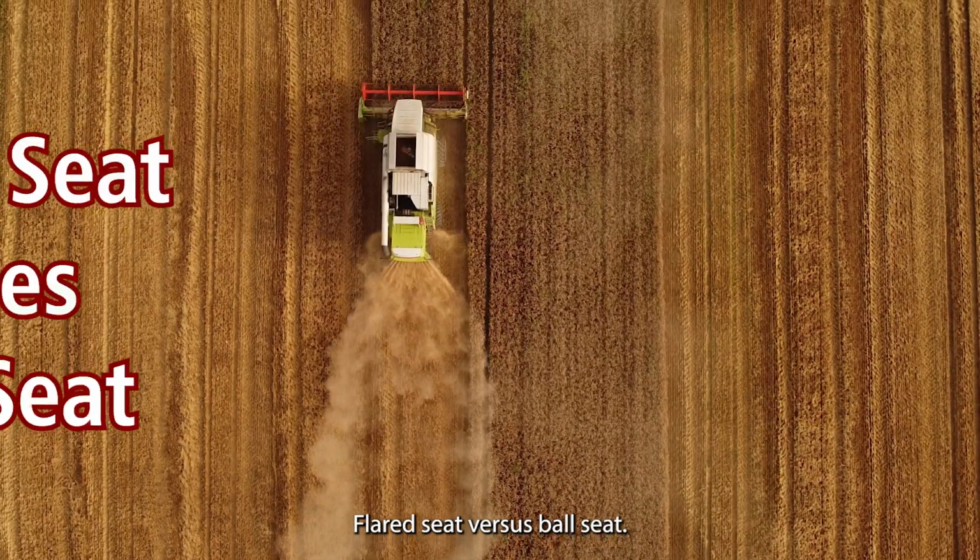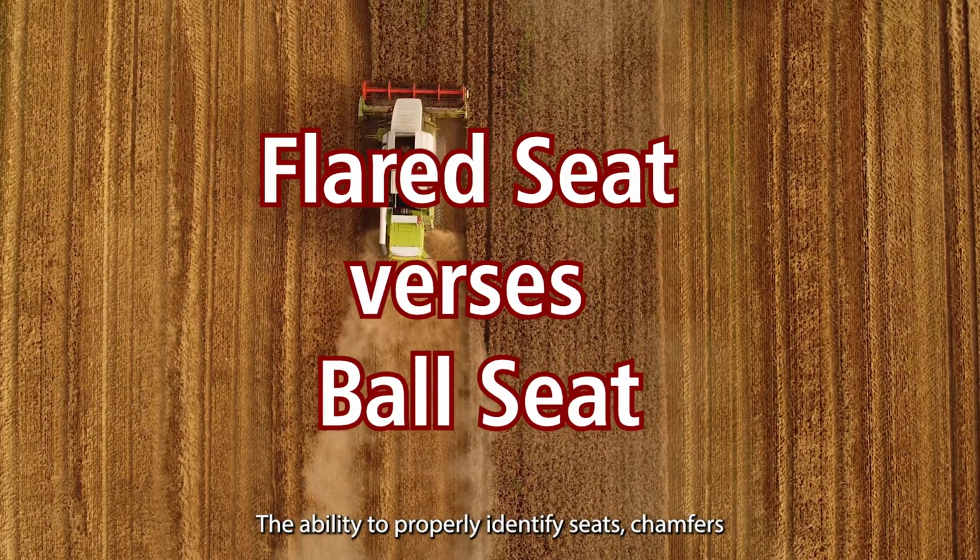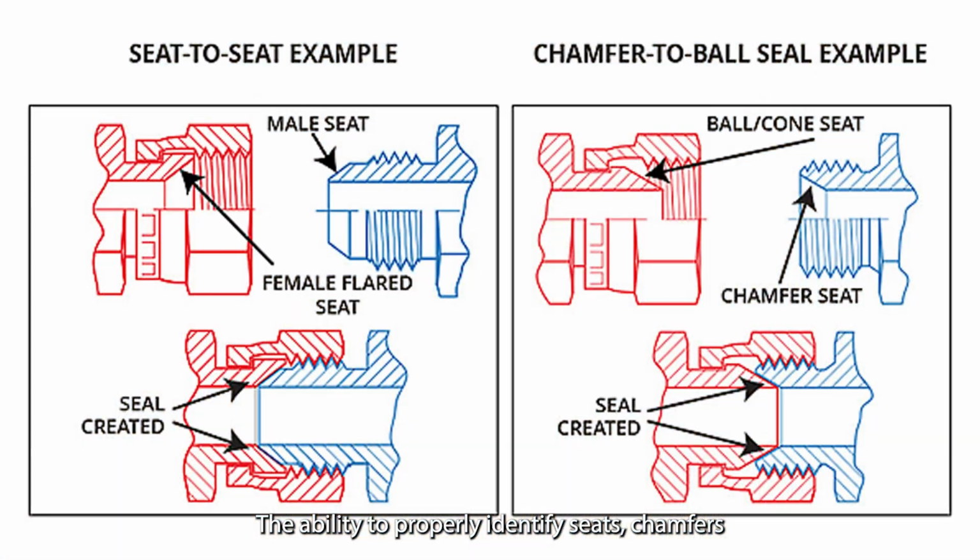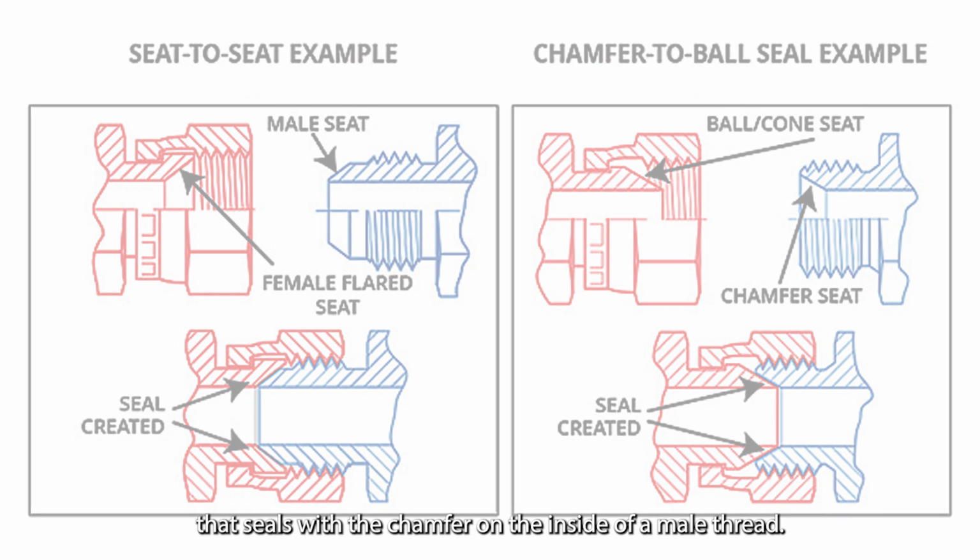Flared seat versus ball seat. The ability to properly identify seats, chamfers, and their corresponding angles is a benefit to the fitting identification. Flared seats refer to the protruding nose cone on the male thread or the internal flare on the female thread. Ball or cone seats refer to the nose cone inside the female swivel thread that seals with the chamfer on the inside of a male thread.